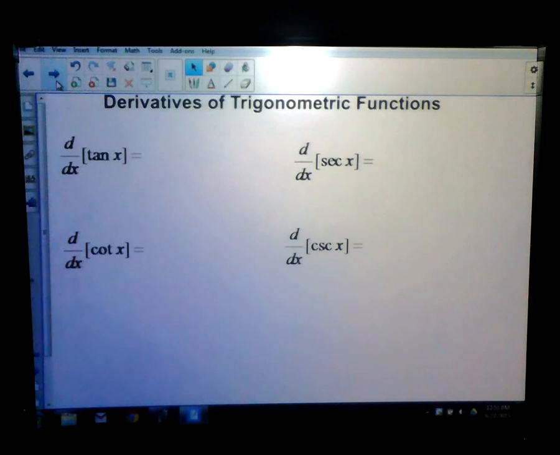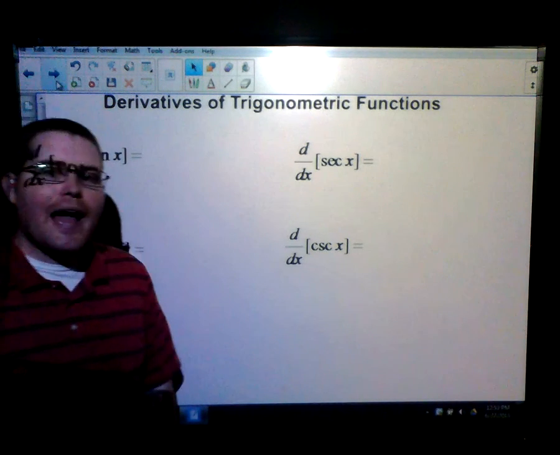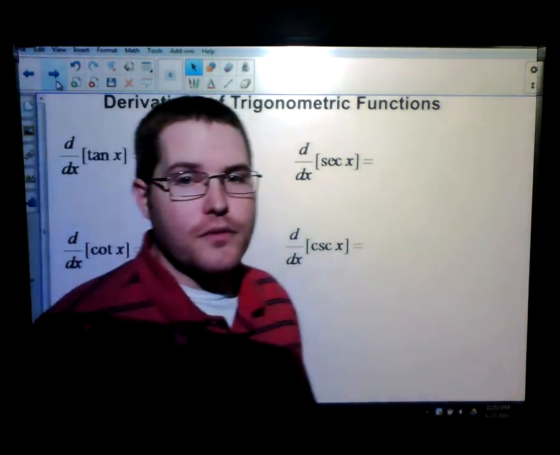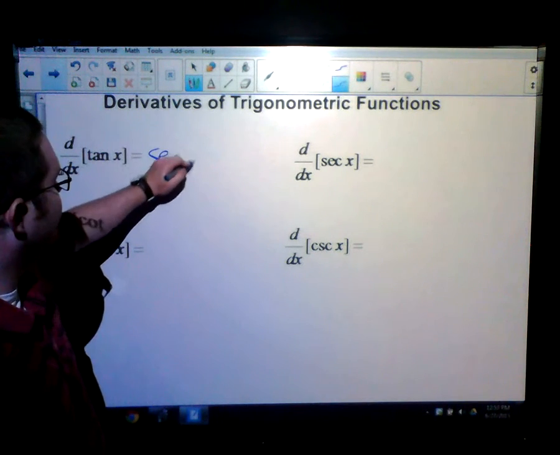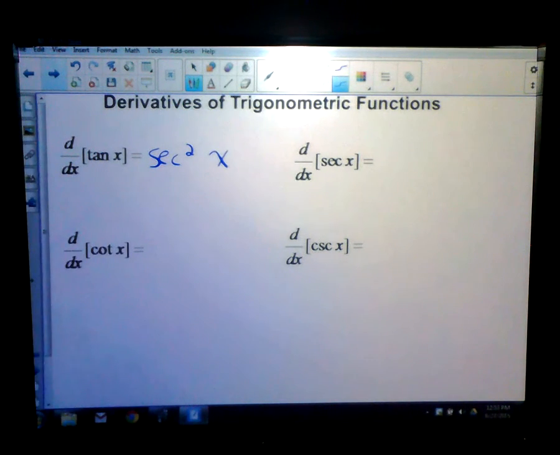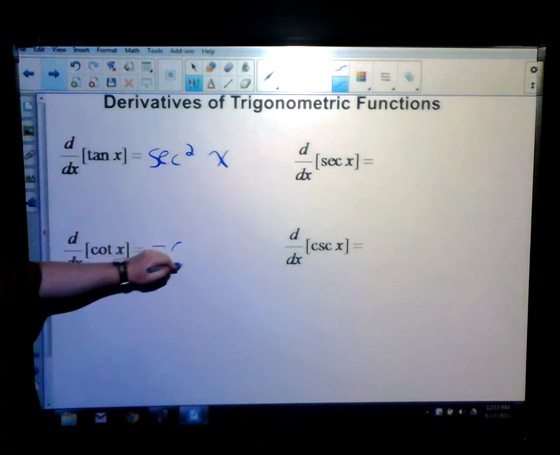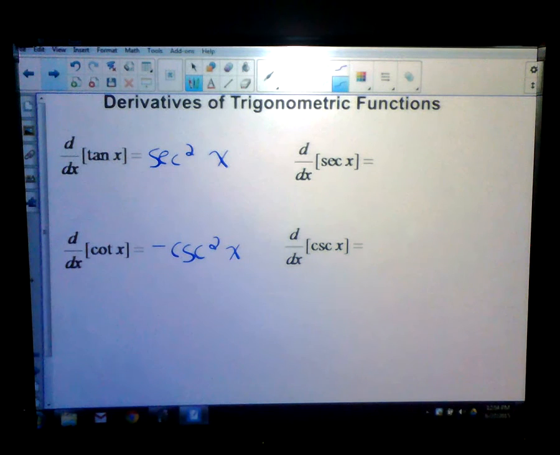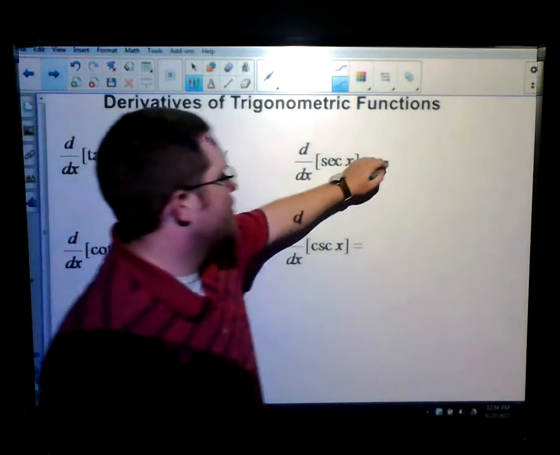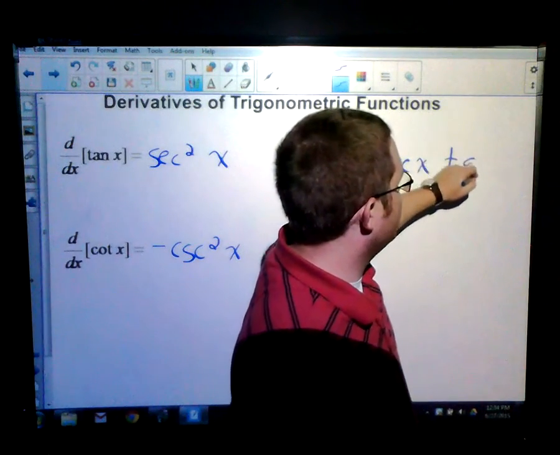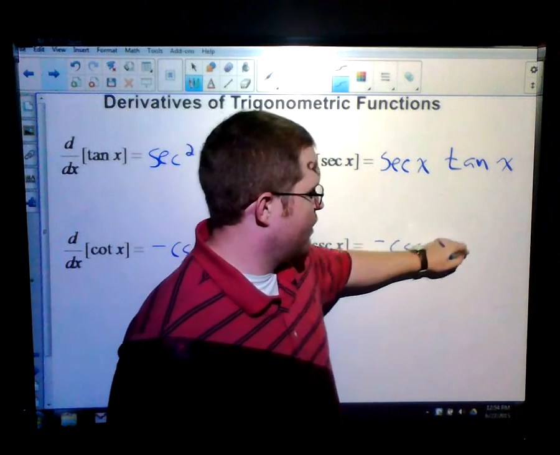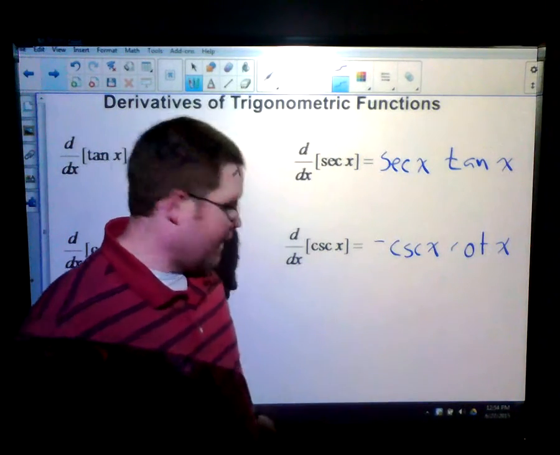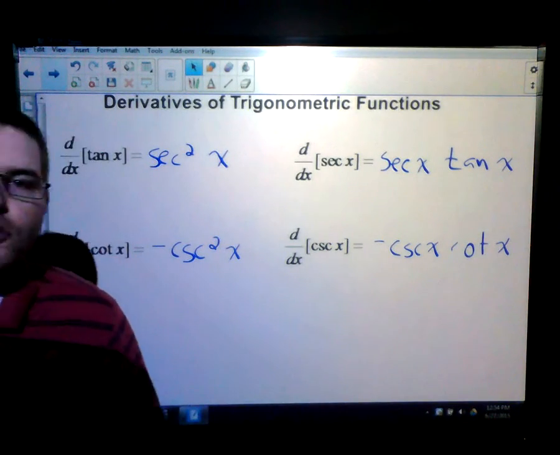Well, there's 2. Here's the other 4. In class, I'll probably prove them, but for now in this short video, I'm just going to tell you what they are. The derivative of tangent is secant squared, which means the derivative of cotangent is negative cosecant squared. Notice that the co's are negative. Derivative of secant is secant tangent, which means the derivative of cosecant is negative cosecant cotangent. And that's it. That's the entire section 2.5.